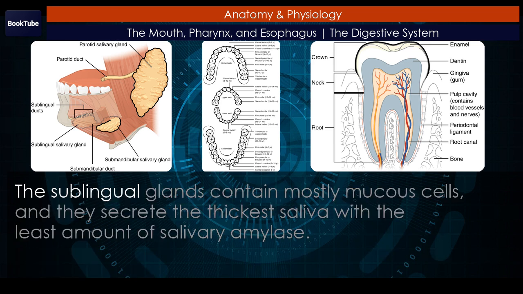The sublingual glands contain mostly mucus cells, and they secrete the thickest saliva with the least amount of salivary amylase.